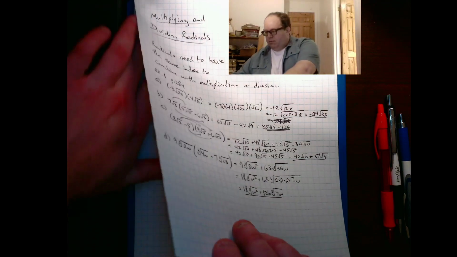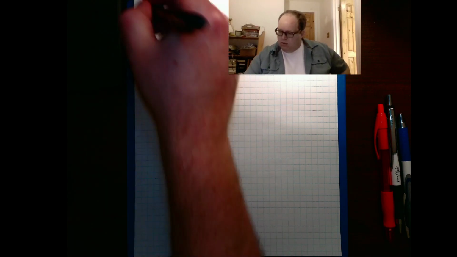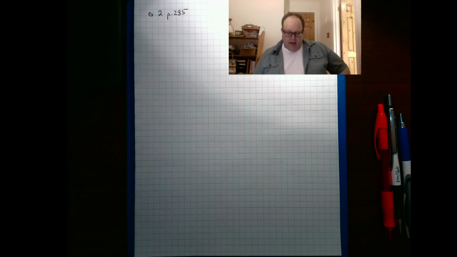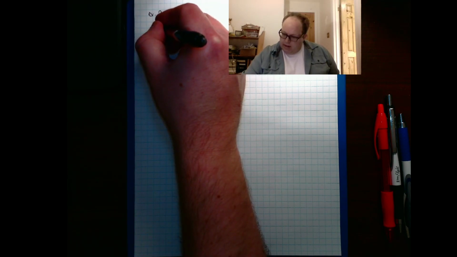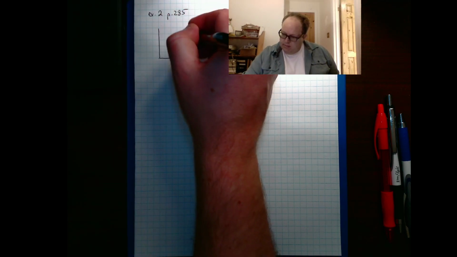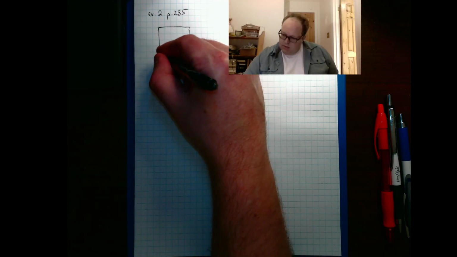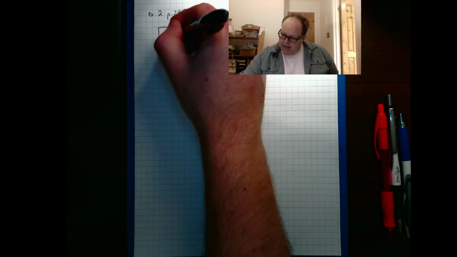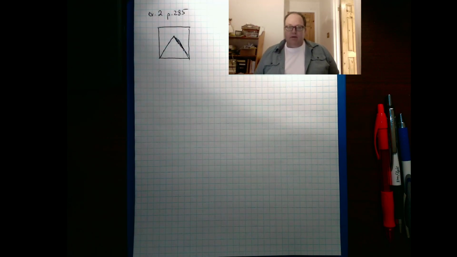Another example ties into a bit more of a word problem. This is example 2 off of page 285. And in this case, we are given a diagram to work with. I won't go through all of the description of where this diagram comes from, but we are given a square with an equilateral triangle inscribed inside. That's some triangle I got going on there.